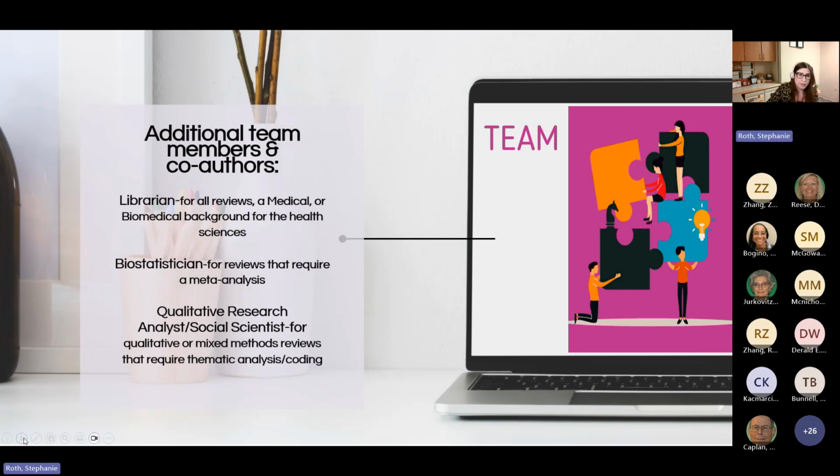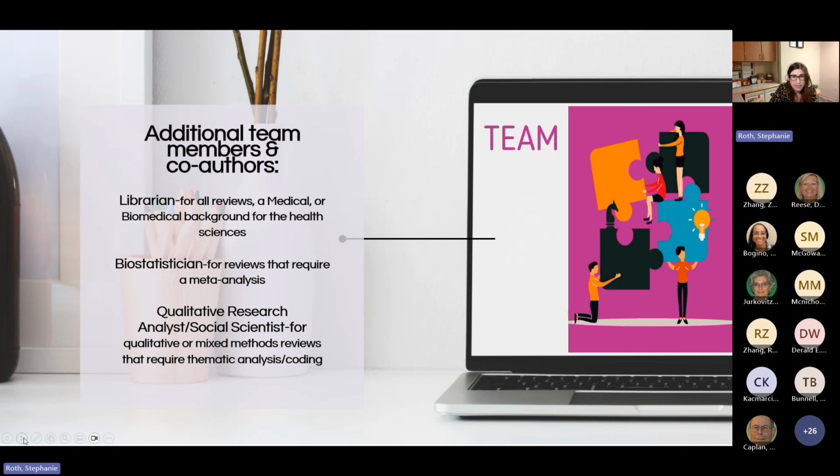And then additional team members, I had already mentioned them. A librarian should be included for all reviews. It doesn't have to be a medical librarian, but a librarian with systematic review expertise. But in the health sciences, if you have a medical librarian, that's great.